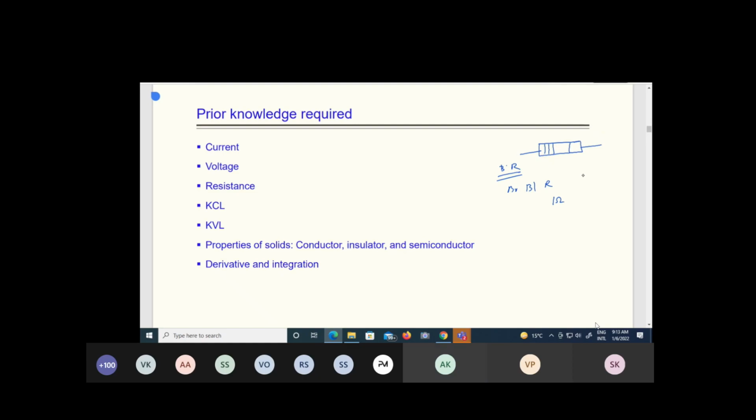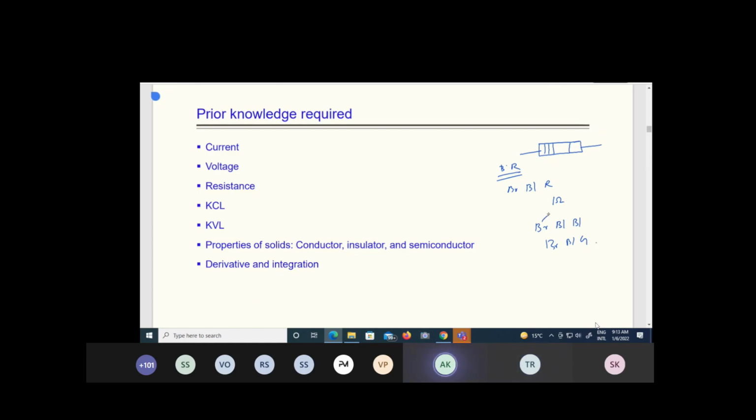Brown, black, and the third band will be black, or gold. As per you, ma'am, this is brown, black, and gold.